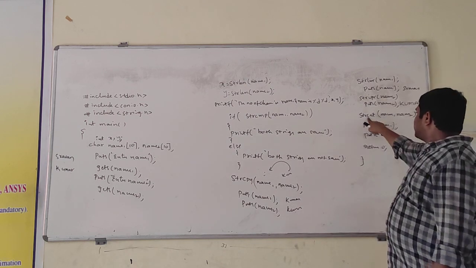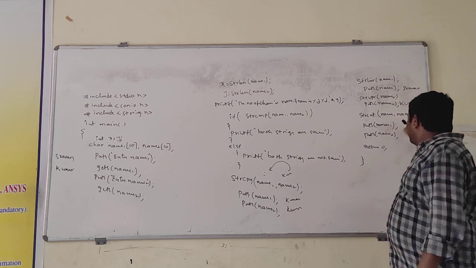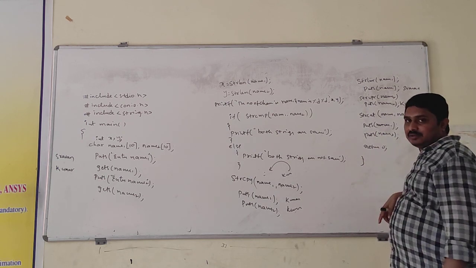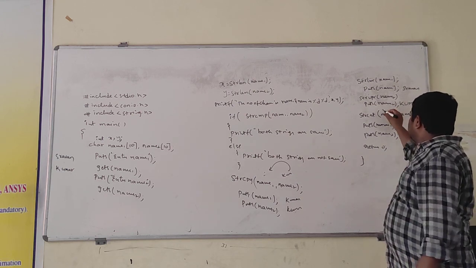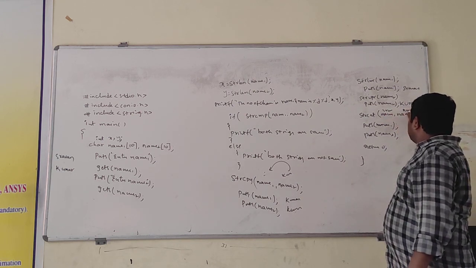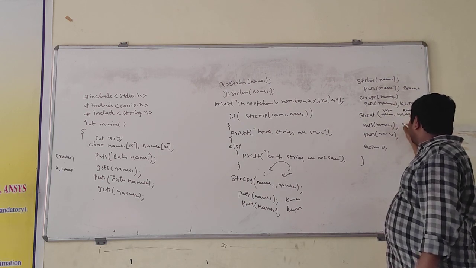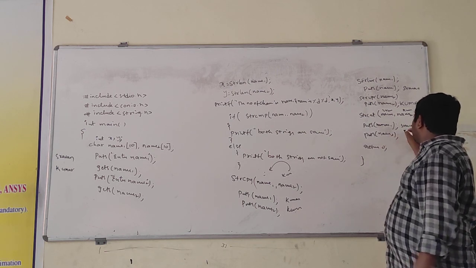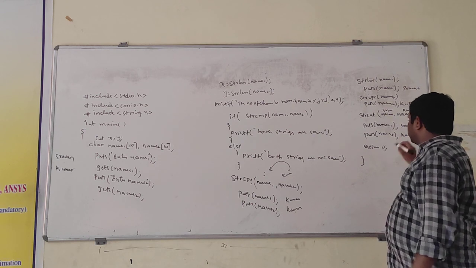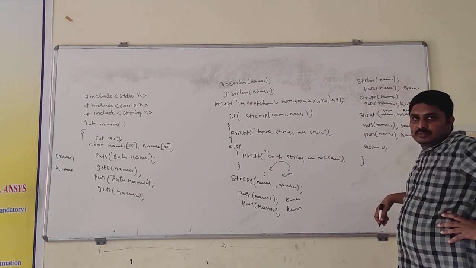Okay. strcat of name1, comma name2. That means name2 is attached to name1 and name2 never changes. So this is Shravan, this is Kumar. So Kumar is added to Shravan. Hence name1 becomes Shravan Kumar. puts name2 never changes. That is Kumar. These are the string handling functions. Okay.